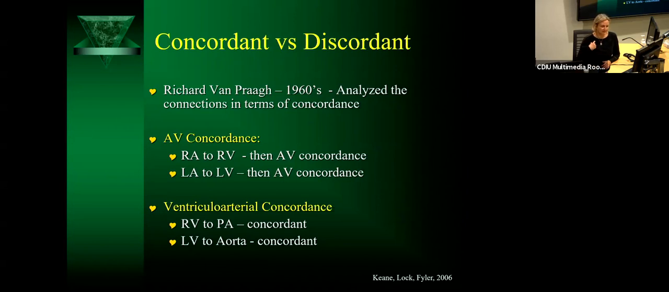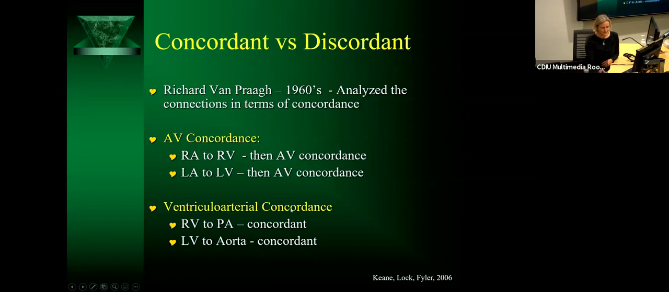So we've talked about the atria to the ventricle and the ventricle to the great artery. So AV concordance, RA goes to the RV, then it is concordant. LA to LV, then it is concordant. However, if we have ventricular arterial discordance, like when we have DTGA, the ventricles aren't going to the right great artery.